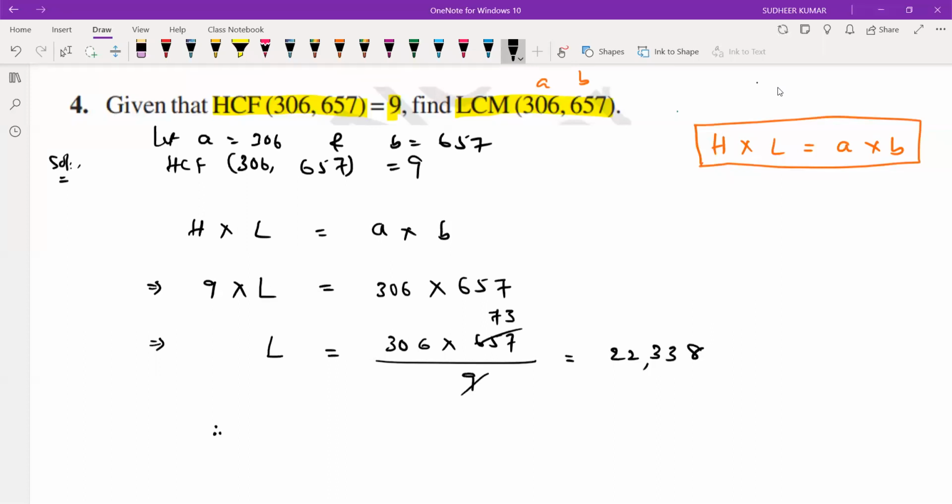Therefore, at last we write the conclusion: LCM of 306 and 657 is 22,338. That's all. Is it clear?